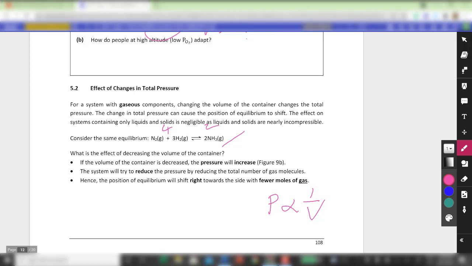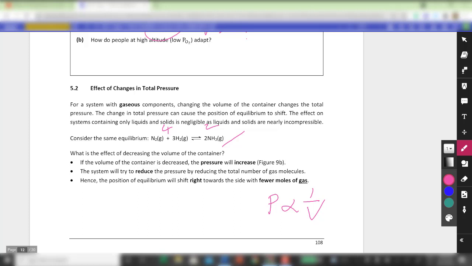So if I were to decrease the volume of the container, the increase in partial pressure, or rather the total pressure, will be felt definitely whether you are looking at reactants or products. But the increase will actually be felt more by the reactant side, because the reactant side has, to some extent, a greater number of moles of gaseous molecules compared to the product side.